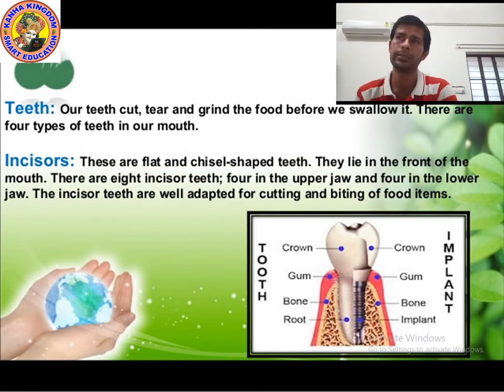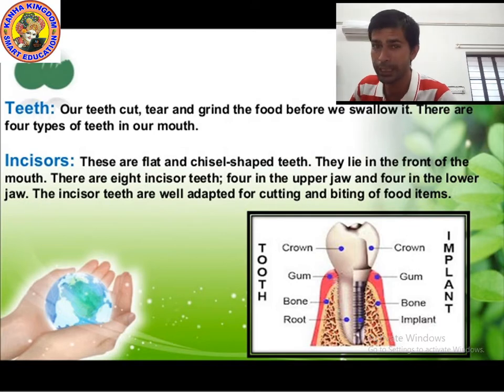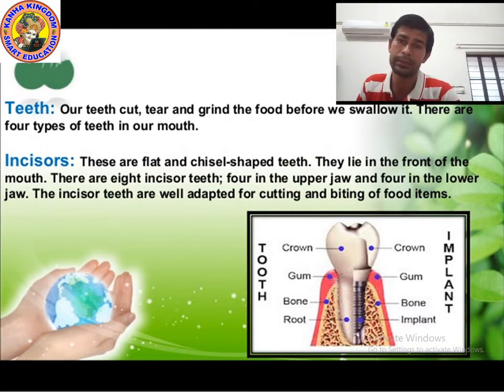Okay, now our topic is teeth. So our teeth, what do they do? Our teeth cut the food. Yes. Tear the food. Yes. Grind the food. Yes. Before we swallow it. Before it goes through our esophagus, means food pipe, we cut it, we tear it, we grind it. Remember, we cut it, we tear it, we grind it. So how is it done? It is done by teeth.